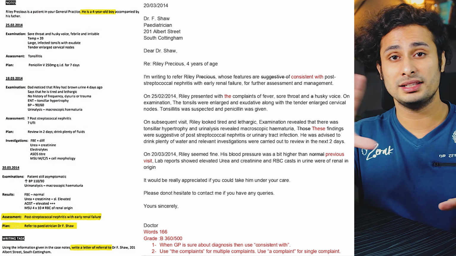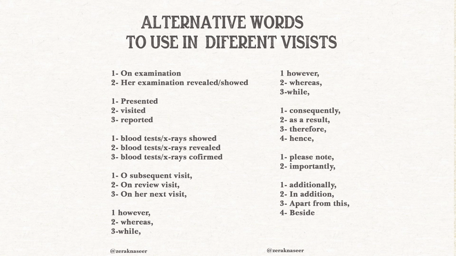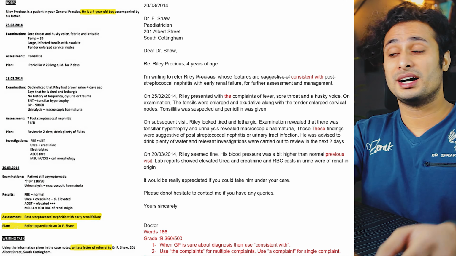I will give you some other alternatives for the common words that we will be using in the letter construction, like you can write "on examination", or you can write "her examination" or "his examination revealed that". You can write "presented", or you can write "visited" or "reported". You can write "on subsequent visit", or you can write "on review visit", or you can write "on her next visit". And there are a lot of different words that I'm going to mention on the screen. You just take note of that. Now let's get back to constructing our letter.